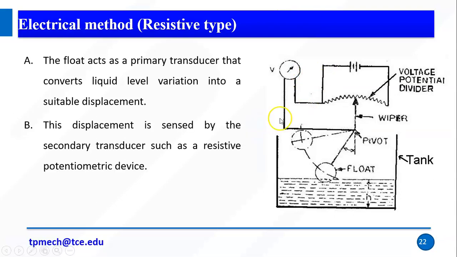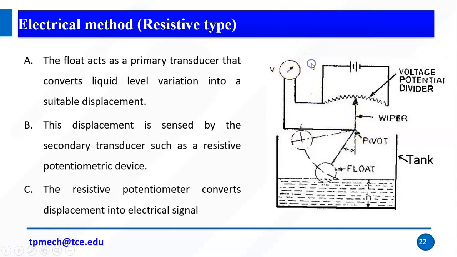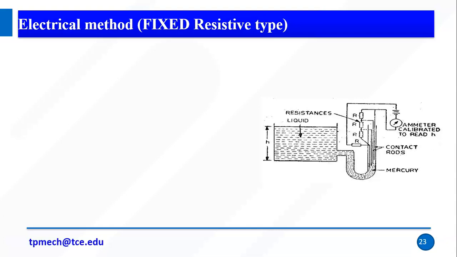So this displacement is sensed by the secondary transducer such as a resistive potentiometric device. This is a potentiometric device. The resistive potentiometer converts displacement into electrical signals. Electrical signal is nothing but our voltage. So we need an auxiliary device to convert electrical voltage to the human-readable form. Right? This is what the electrical method, resistive type. And we have the fixed resistive type. The next one is the fixed resistive type.